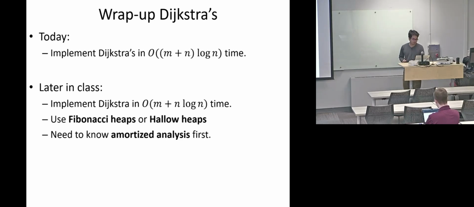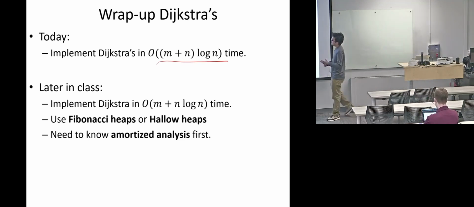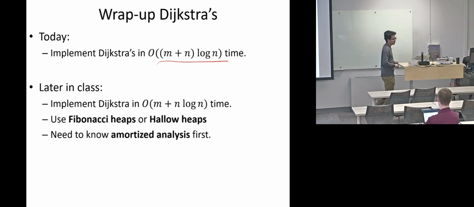Today we see the correctness proof of Dijkstra with this running time. Later in class, next week, we're going to improve the running time to m plus n log n. We're going to do this using better heaps, not just implementing it with a BST, but something more clever. To analyze this kind of heaps, you need to know more about amortized analysis, but that's for next week. Okay, so that's Dijkstra. It's a really influential shortest path algorithm.